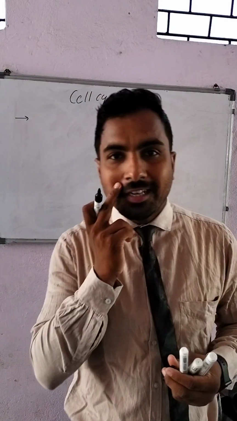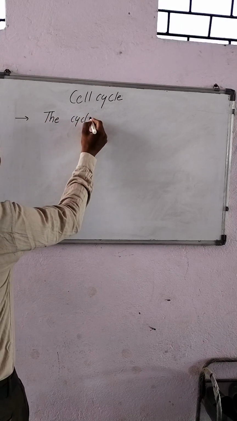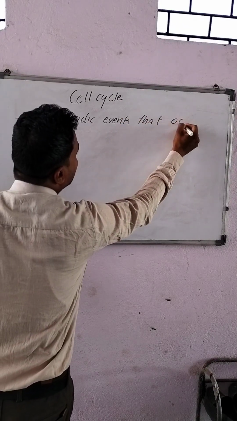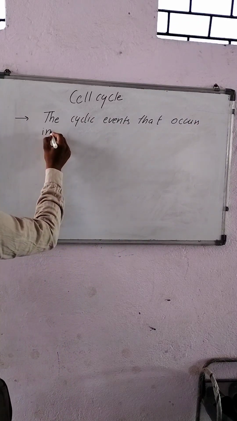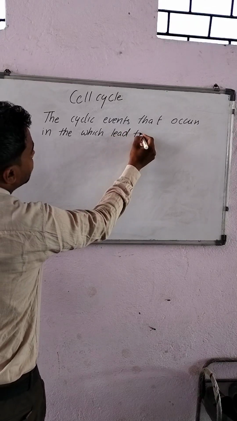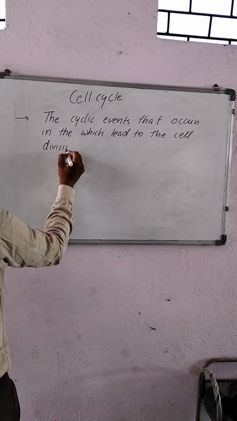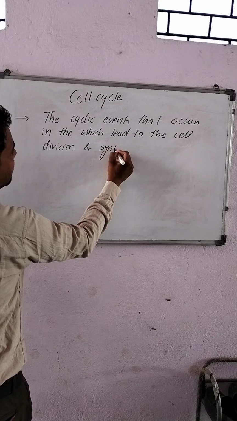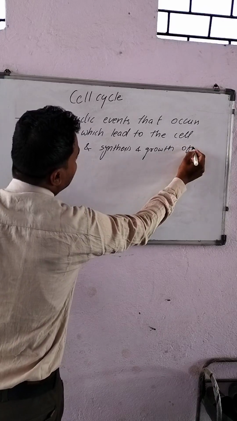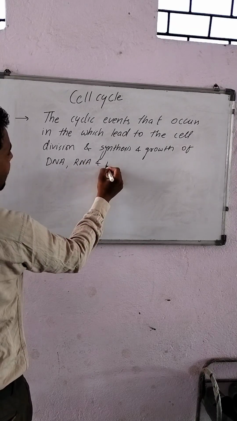First we'll talk about the definition of cell cycle. The cyclic events that occur in the cell which lead to the cell division and synthesis and growth of DNA, RNA and proteins.